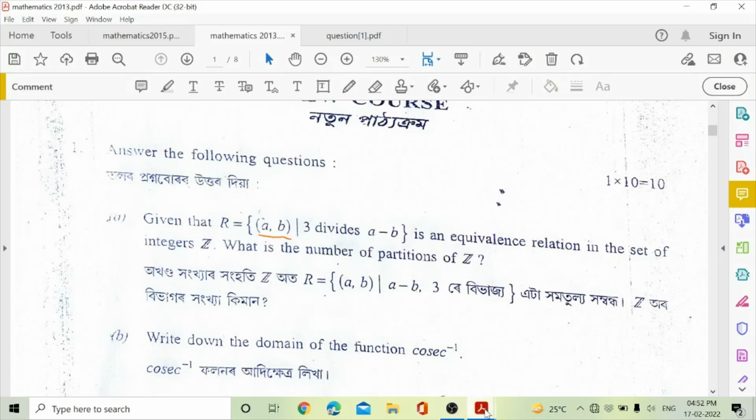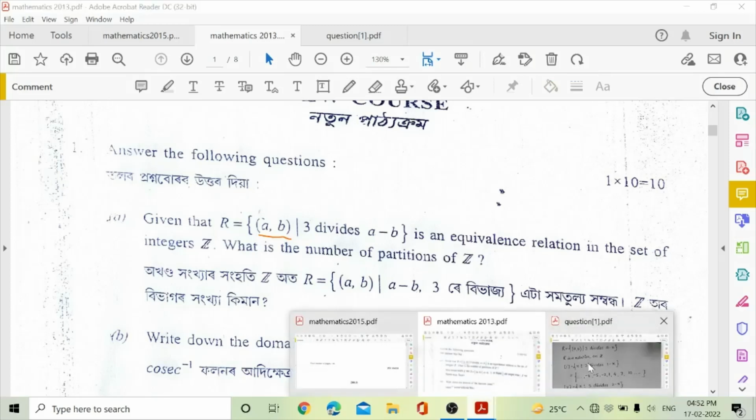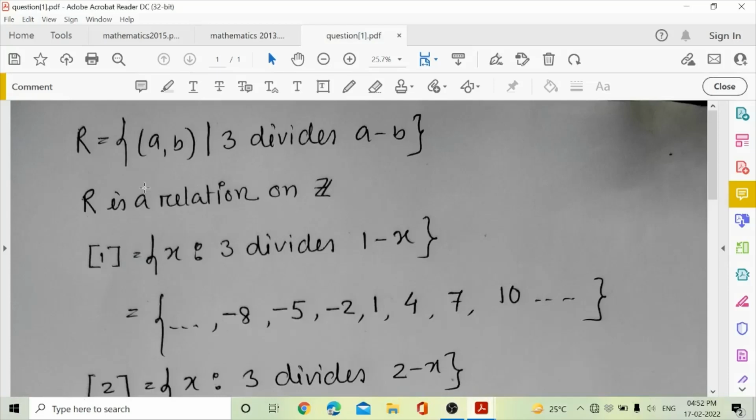Let us explain this question. This is the relation, and R is a relation on Z. First of all, we are going to explain equivalence class. Equivalence class of 1 means what? It is a set which contains all those elements x which are related to 1. That means in this set, you have to find all those elements which are related to 1. Related to 1 means their difference should be divisible by 3.